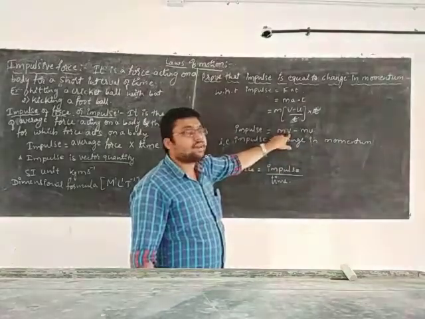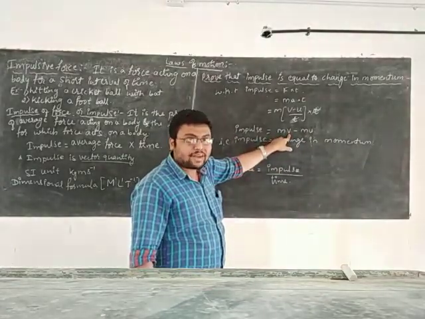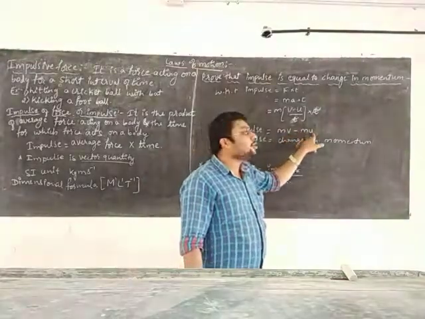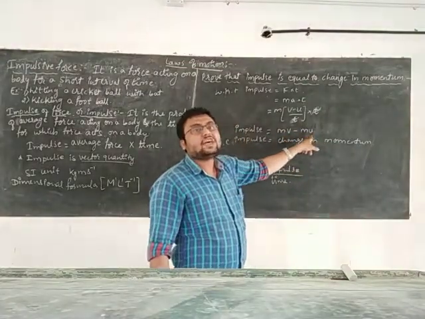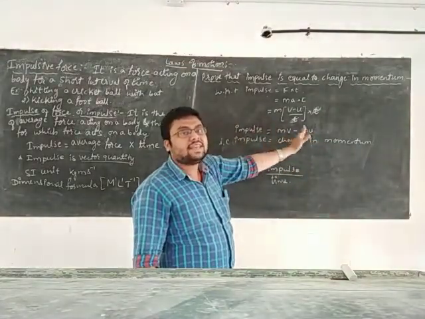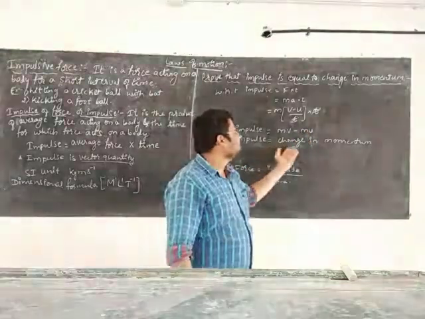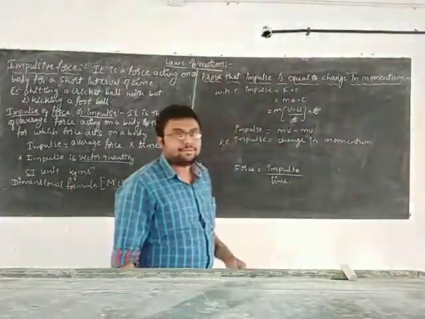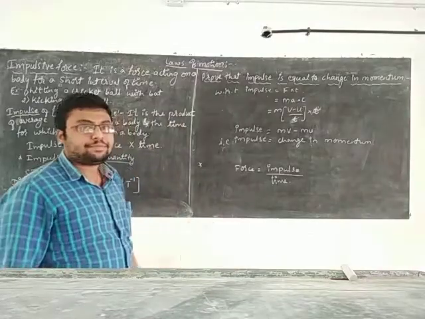M into final velocity means the final momentum, minus m into u, which means the initial momentum. So final momentum minus initial momentum is nothing but the change in momentum. I hope you understand.